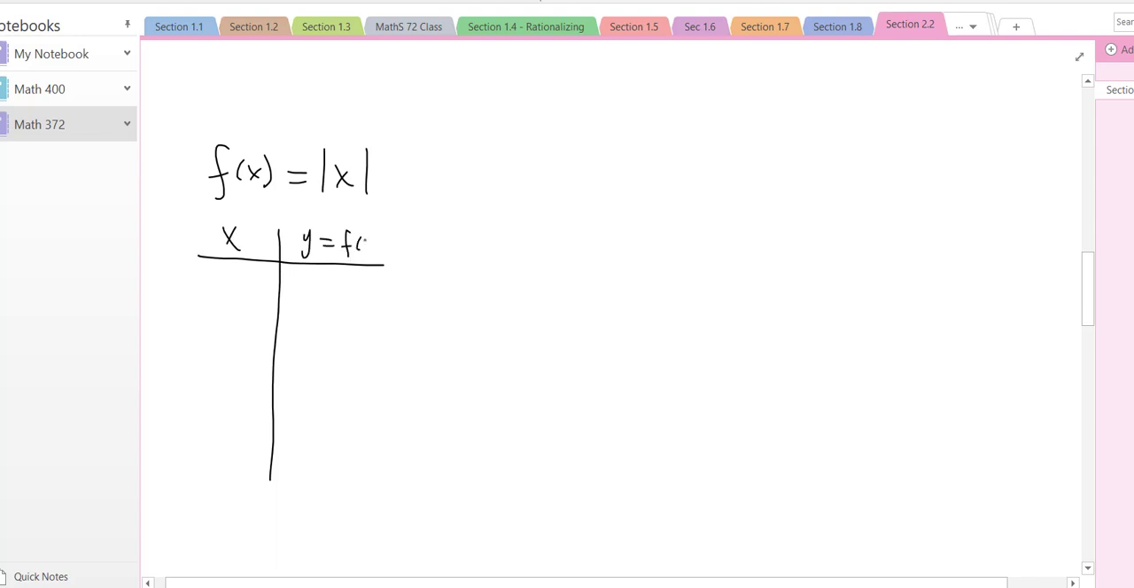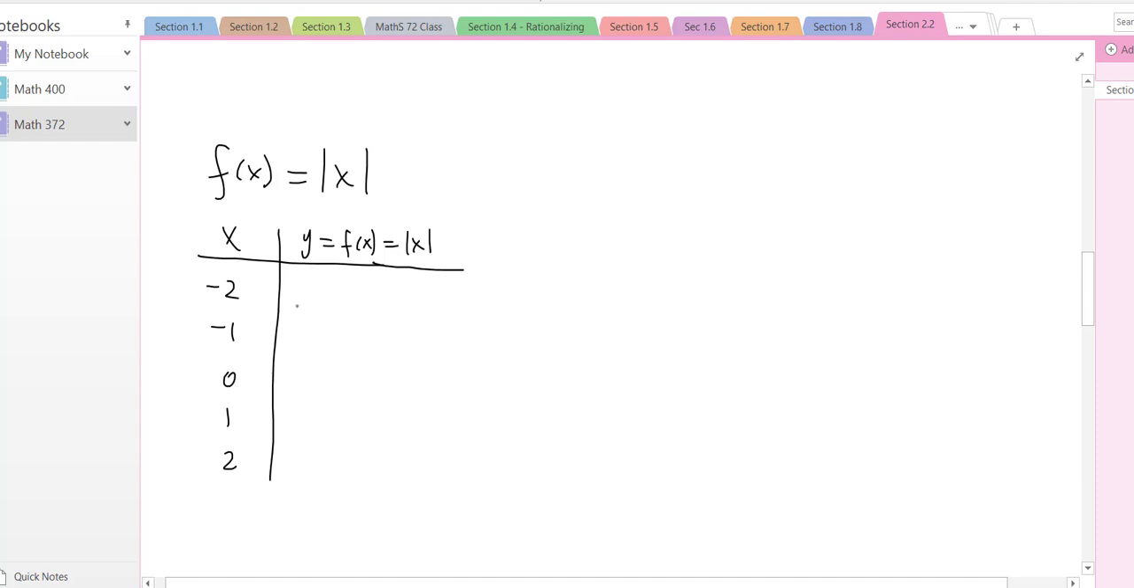And y equals f of x. Remember, y equals f of x. So f of x is just a fancy name for y. That's the value of x. So with the table values, I usually do these standard values. I need some negatives, I need 0, and I need some positives, and see what I get.